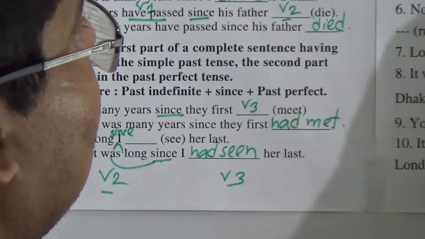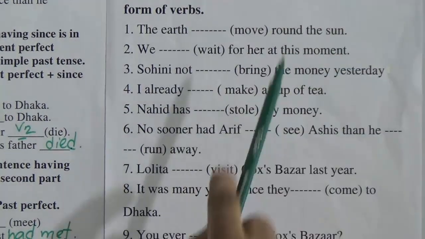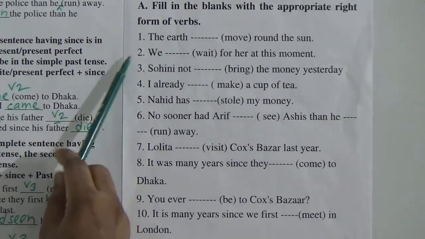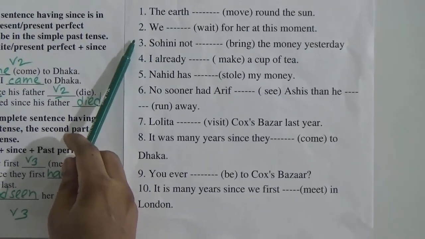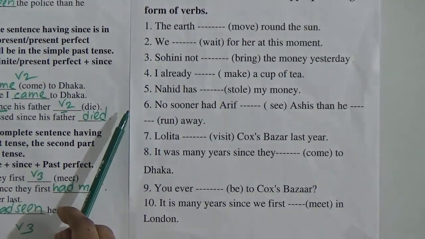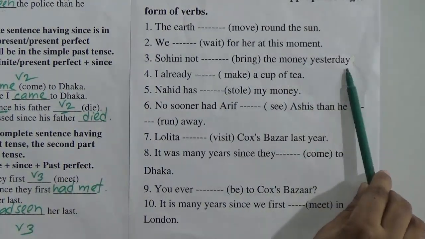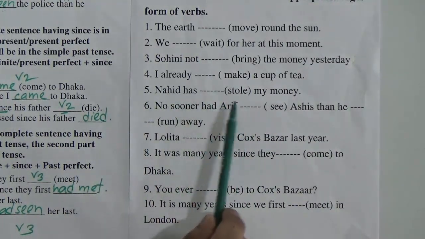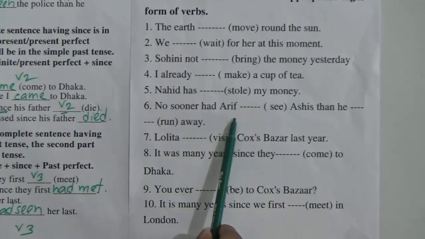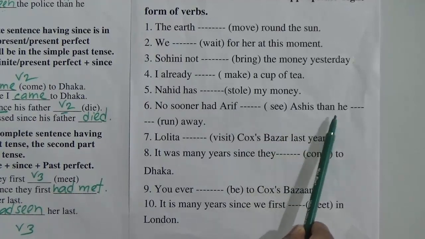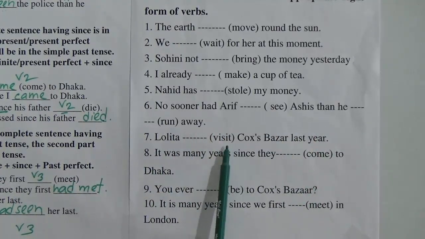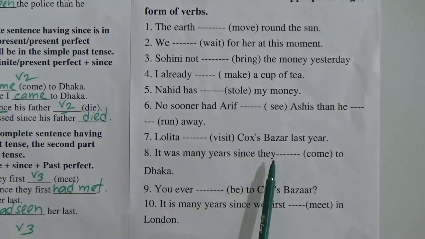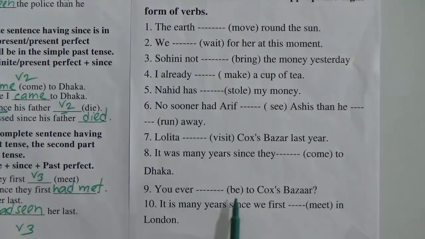And look at the homework. Homework 3, submit on Sunday. Fill in the blanks with the appropriate right form of verbs. Number 1, the earth move around the sun. Number 2, we dash wait for her at this moment. Number 3, Sohini not bring the money yesterday. Number 4, I already dash make a cup of tea. Nahid has stole my money. No sooner had Arif dash, then he dash ran away. Lolita dash visit Cox's Bazar last year. It was many years since they dash come to Dhaka. Number 9, we be to Cox's Bazar? You have to make it an interrogative sentence. It is many years since we first met in Dhaka.